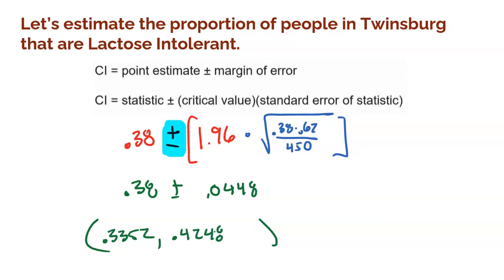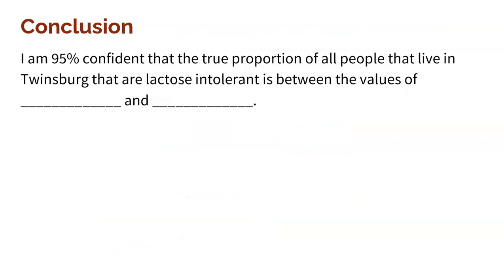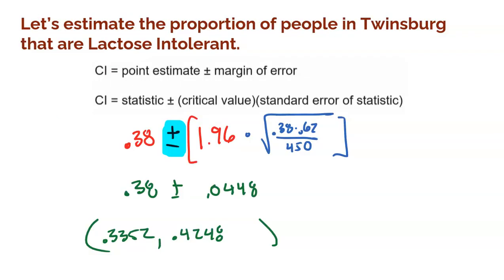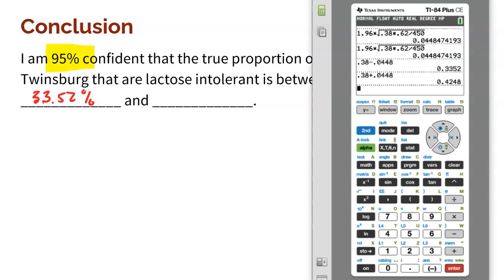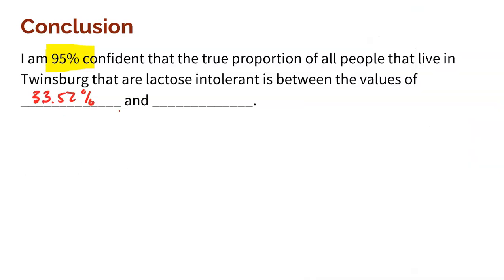So here's the idea. Justina came into it having no idea what proportion of people in Twinsburg were lactose intolerant. Her sample showed 38%, but that was just an estimate. So she went up and down by a margin of error, and now she's 95% confident that somewhere between 33.52% and 42.48% of residents are lactose intolerant. So here's my conclusion. I'm 95% confident. I can't say I'm 100% confident because there is a chance that she got a weird sample whose interval does not contain the truth. So please understand that. She's 95% confident the true proportion of people that live in Twinsburg that are lactose intolerant is somewhere between 33.52% and 42.48%.